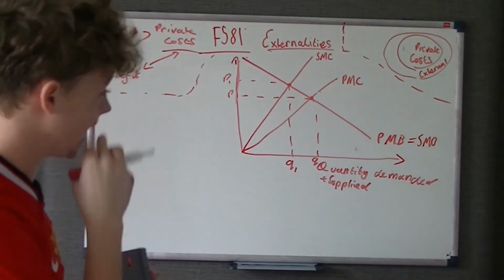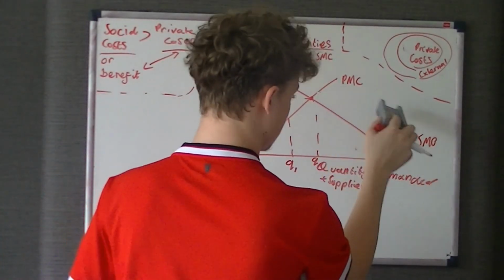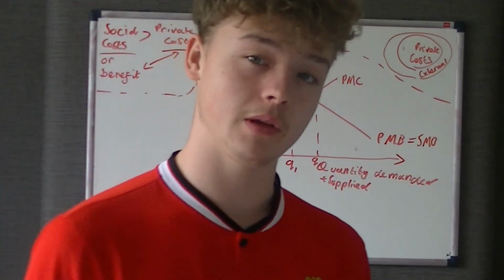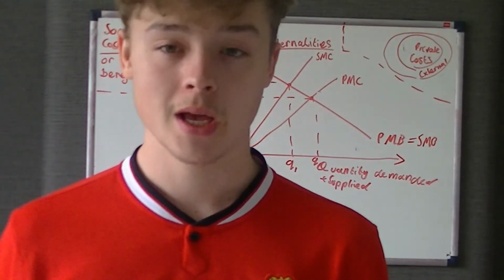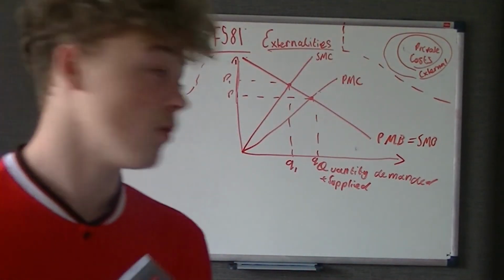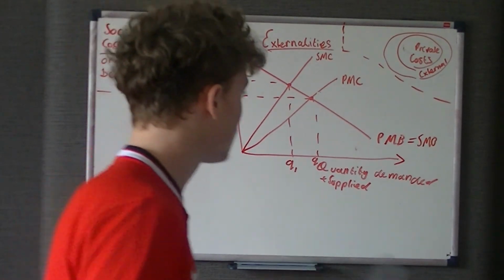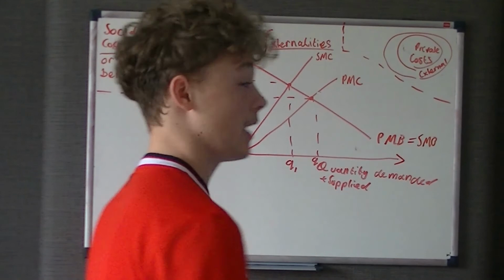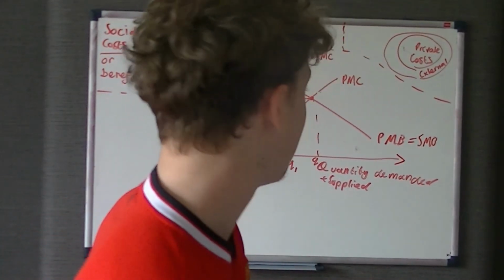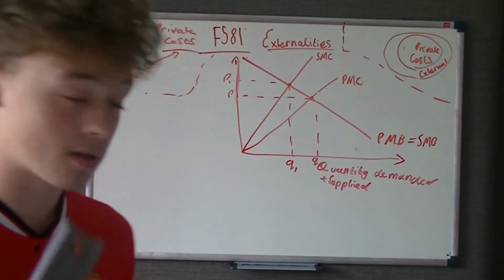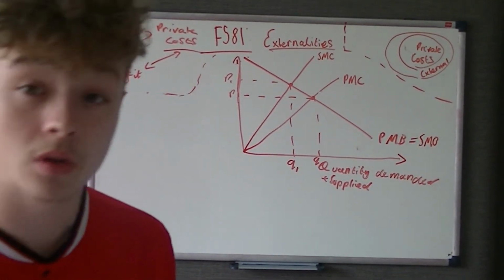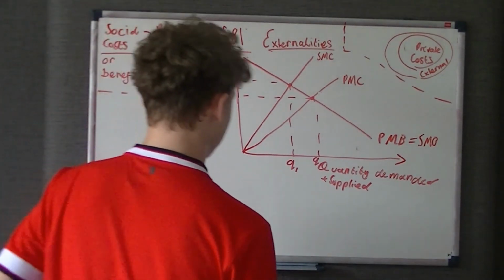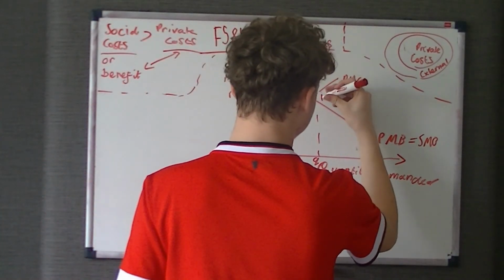So what we've got here is where the private marginal cost curve intersects the private marginal benefit curve. This is the free market equilibrium. If the market was left to the forces of demand and supply, that's where our equilibrium would be, because we wouldn't take into account the full social costs, so we'd only be considering the private costs and the private benefits. So that's why this is the free market equilibrium.